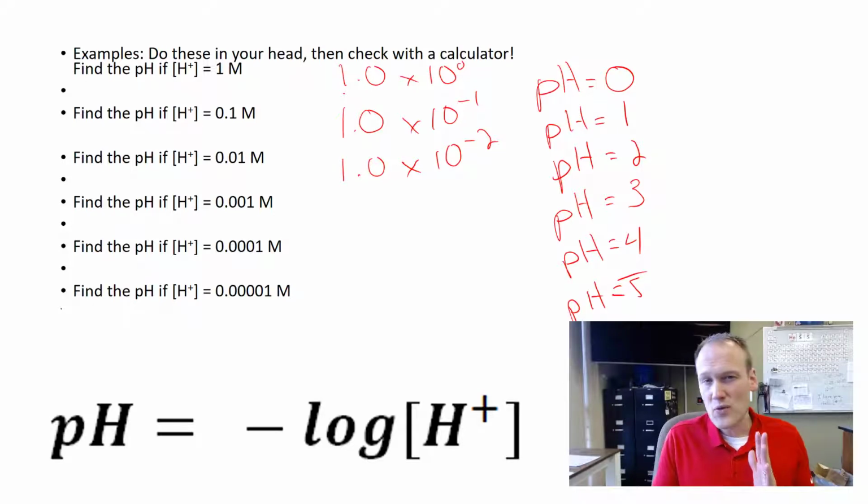The difference between 1 and 2 is a power of 10, and the difference between 2 and 3 is another power of 10. This means something with a pH of 2 is 100 times more concentrated than something with a pH of 4, because it's 2 powers of 10.